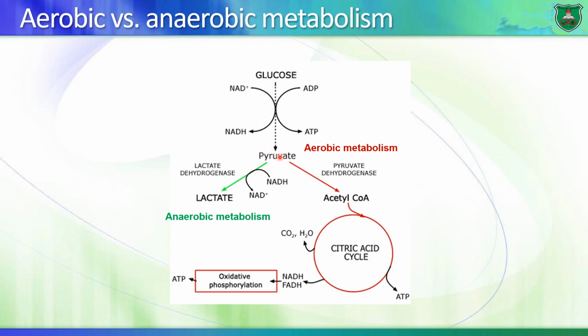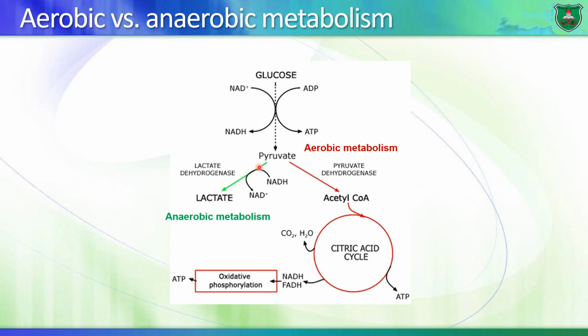Now, pyruvate has two fates. In the presence of oxygen, that's aerobic metabolism, it's converted to acetyl coenzyme A, and then acetyl coenzyme A enters the citric acid cycle, also known as the Krebs cycle, producing a little more energy as well as more electron carriers, and these get into the electron transport chain and oxidative phosphorylation, producing a lot of ATP. In case there is no oxygen, pyruvate is reduced into lactate.